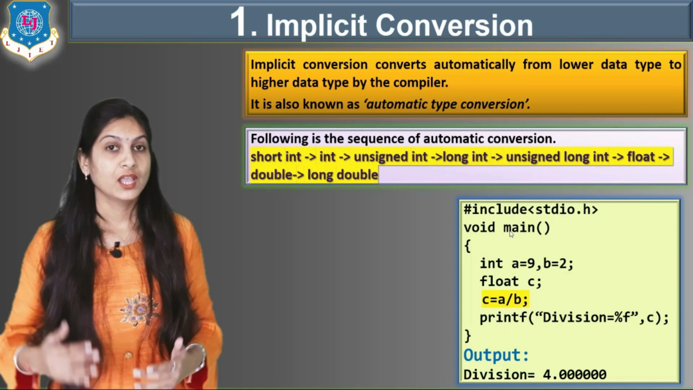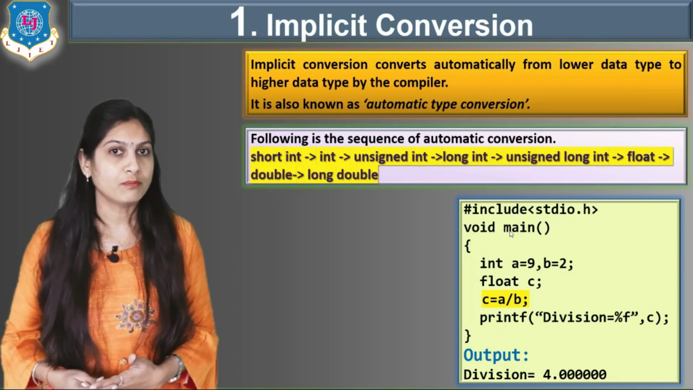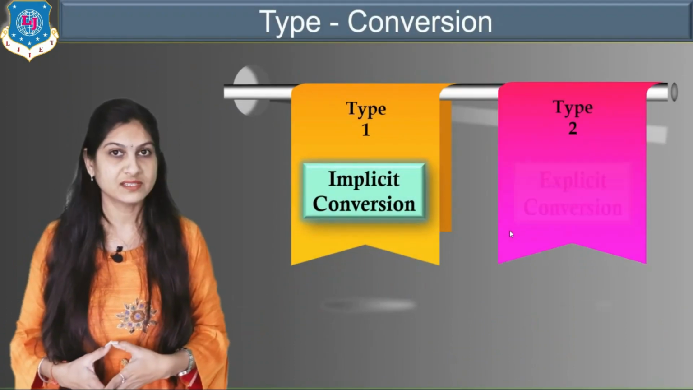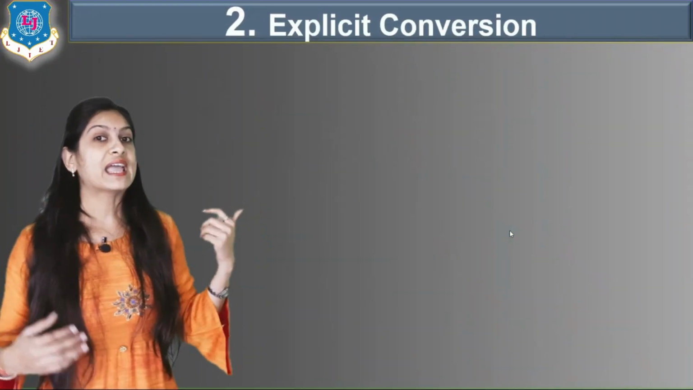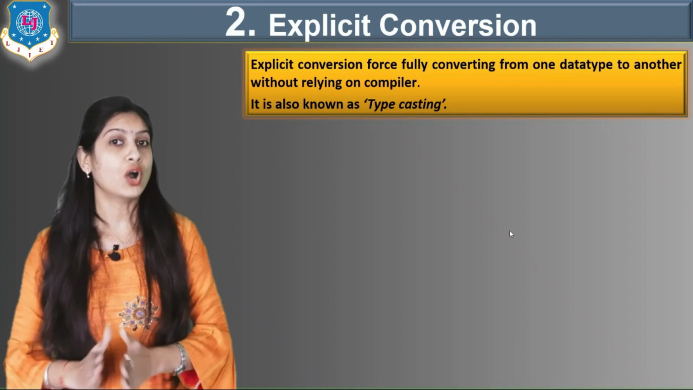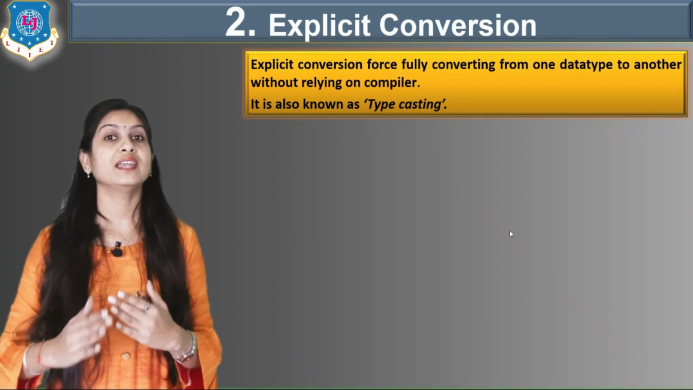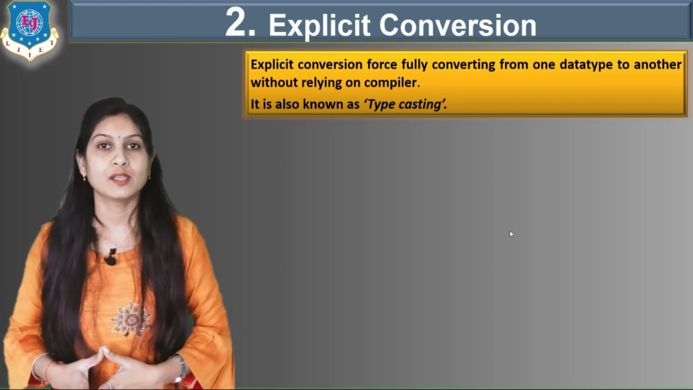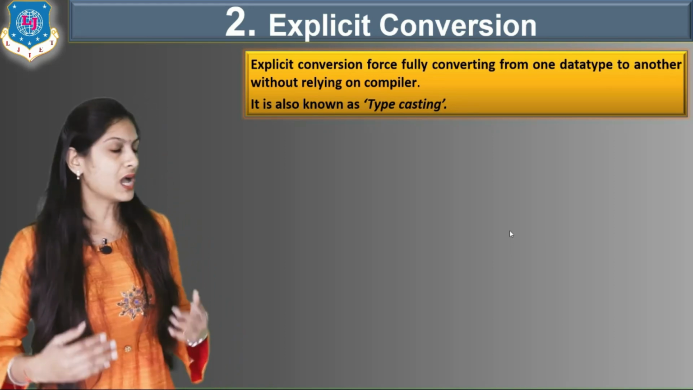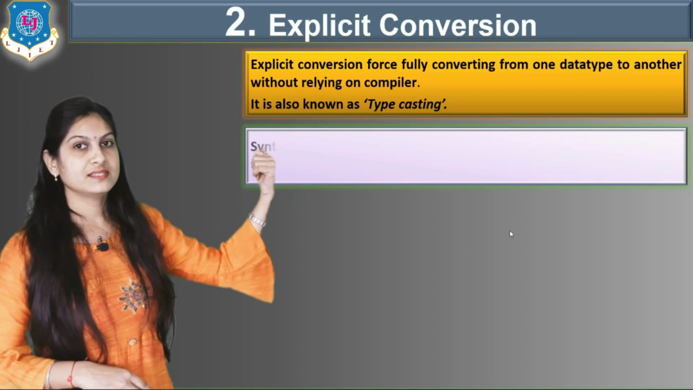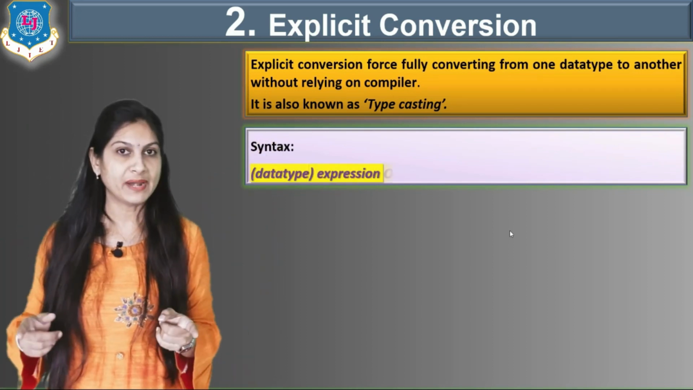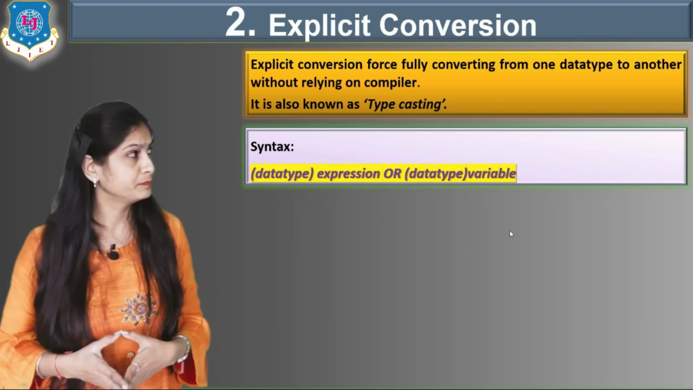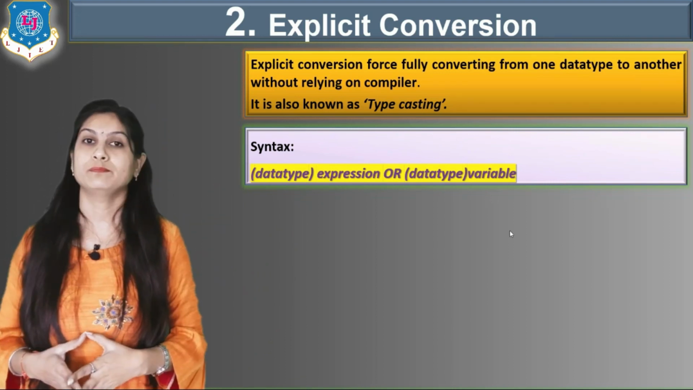No, obviously. So to overcome this type of problem in divisions, we have a second method, that is explicit conversion. Here our explicit conversion is not an automatic conversion, but it is forcefully done by the user to convert from one data type to another data type. And how is it possible? With the syntax: data type in a bracket, and then you can write an expression or a variable. It is also known as typecasting.